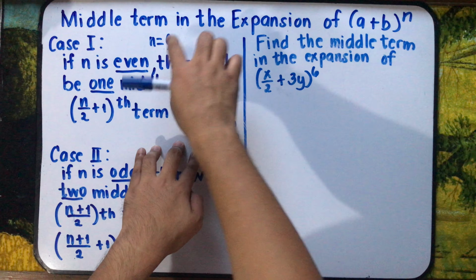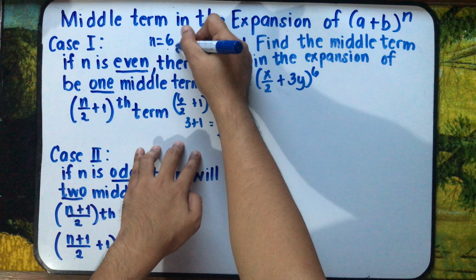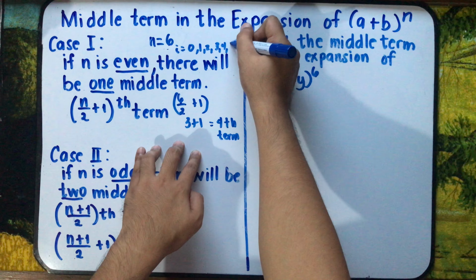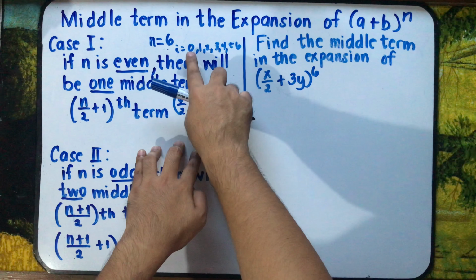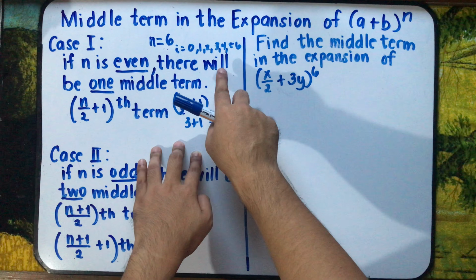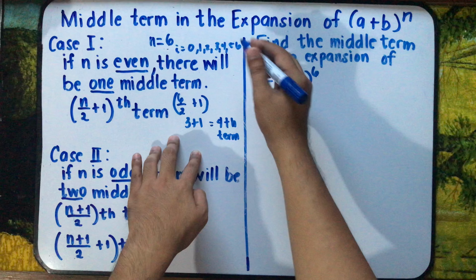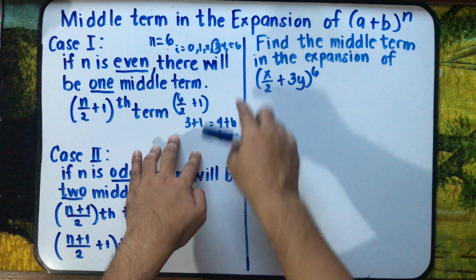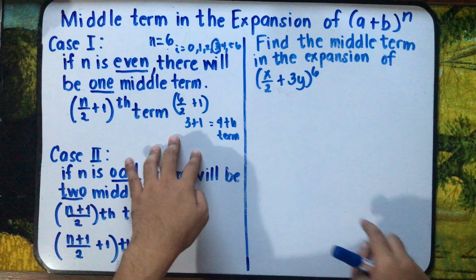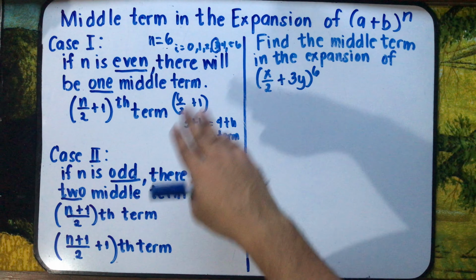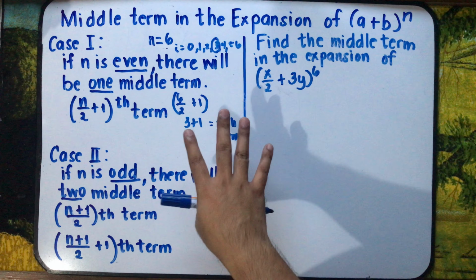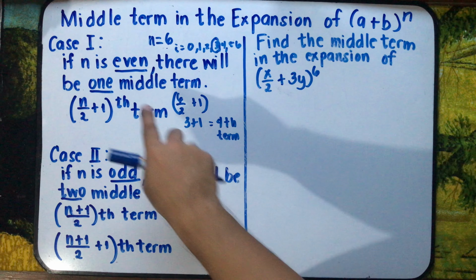If n is equal to 6, then i is equal to 0, 1, 2, 3, 4, 5, 6. Based on these values of i, because if n is equal to 6, we have 7 terms, we could say that the fourth term is i equal to 3. So that is how we solve for the middle term if the exponent of the expansion is even.